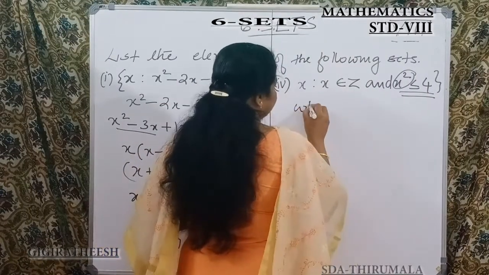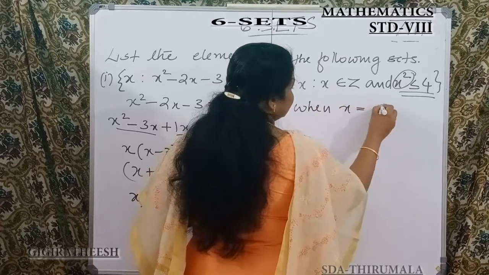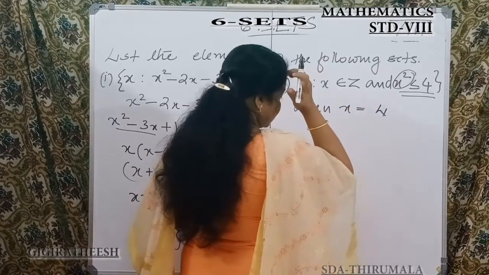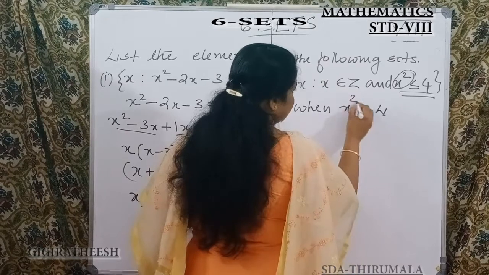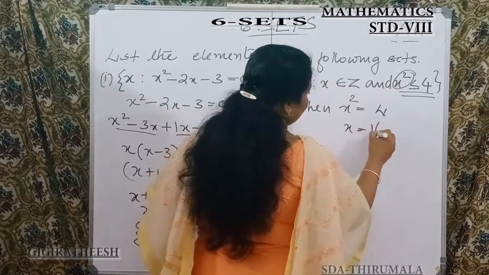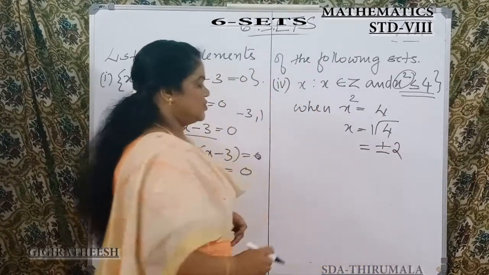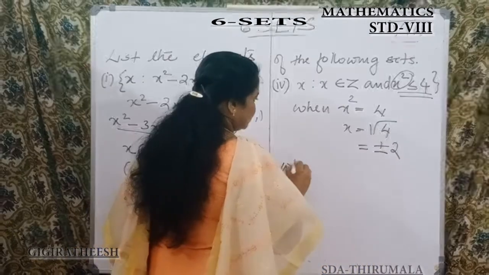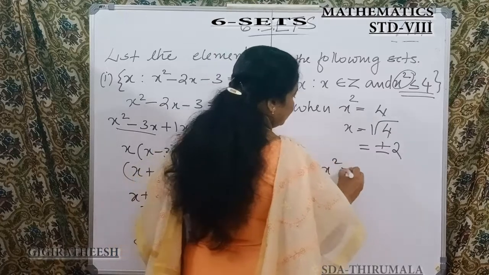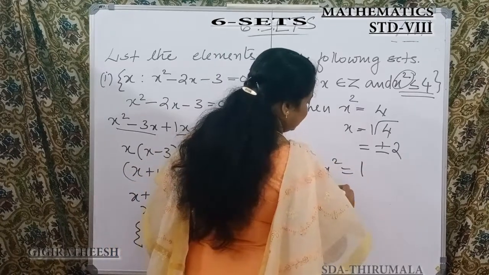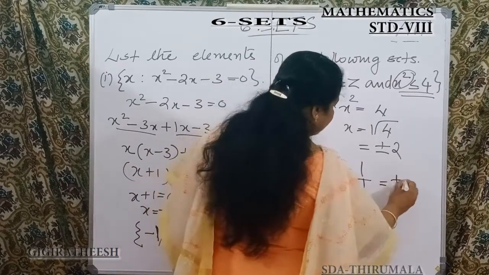First of all, 4 is also included, when x square is equal to 4 and x is equal to root of 4, that is plus or minus 2. Then next, take x square is equal to 1. That is x is equal to root of 1, and we get plus or minus 1.